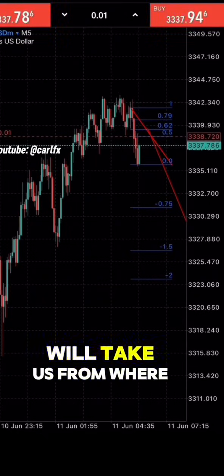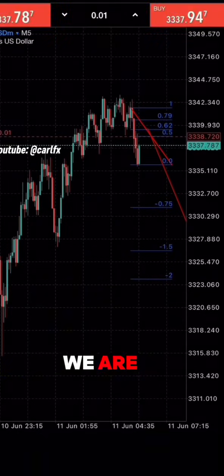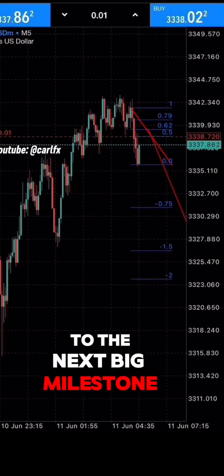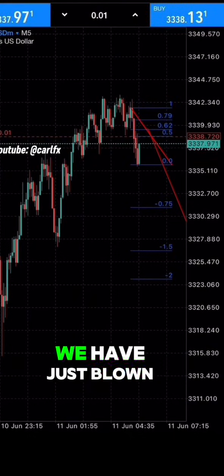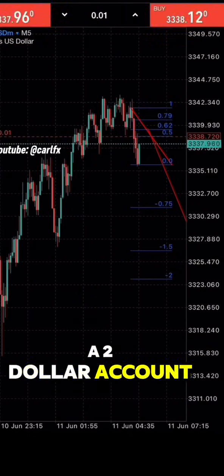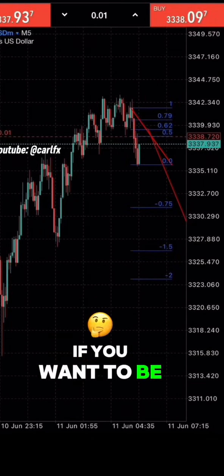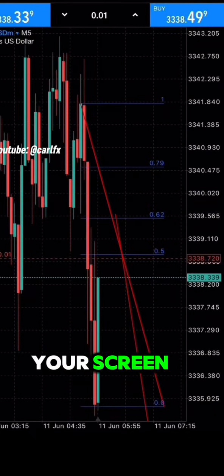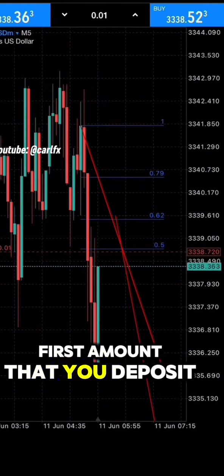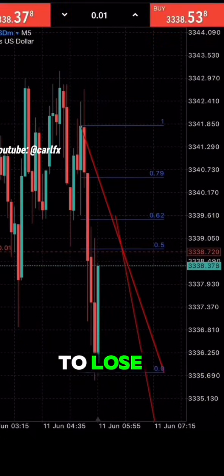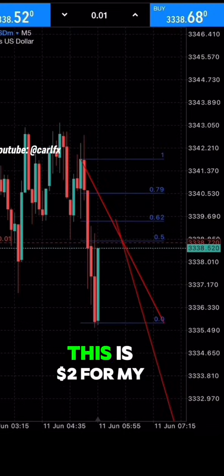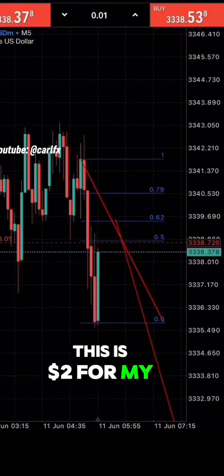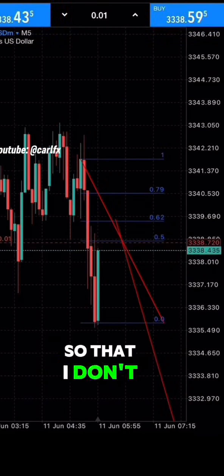That's the trade that will take us from where we are to the next big milestone. If it ends up blowing, we have just blown a $2 account at the end of the day. If you want to be flipping accounts, then don't get attached to the amount that you see on your screen. Be attached to the first amount that you deposit, that you're already willing to lose. In this case, I'm still treating this as $2 for my emotional sake, so that I don't get emotional.